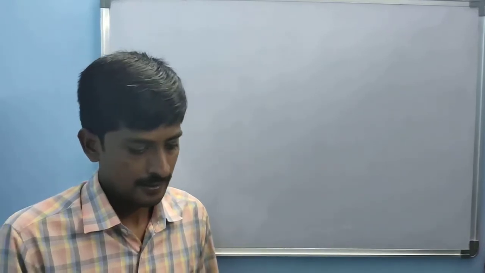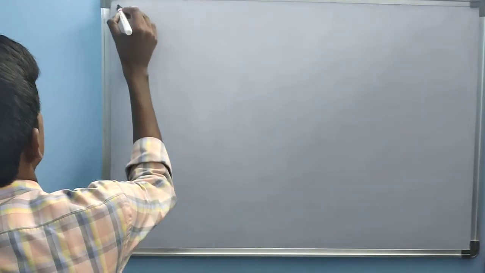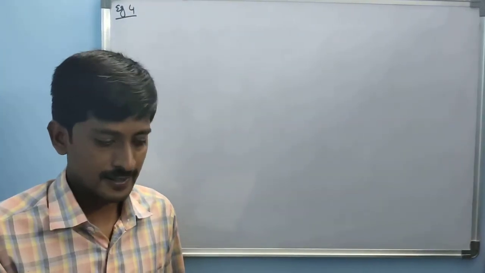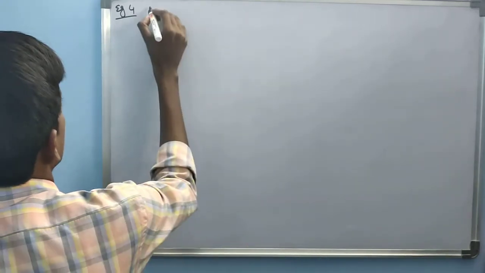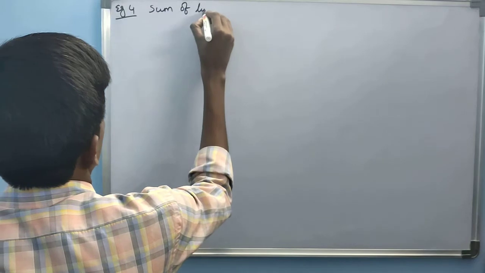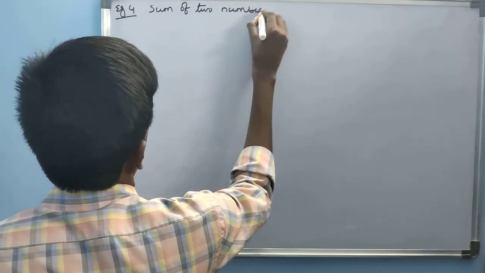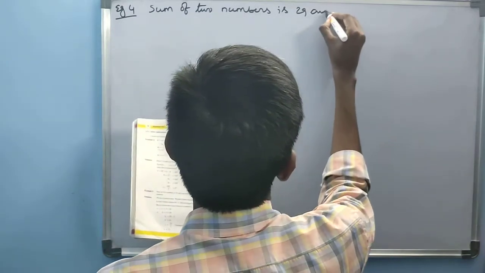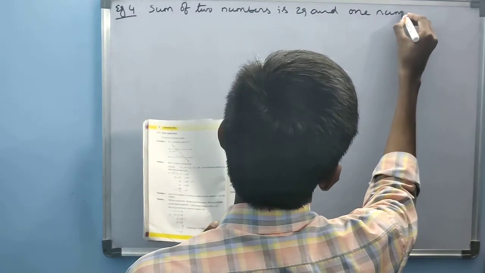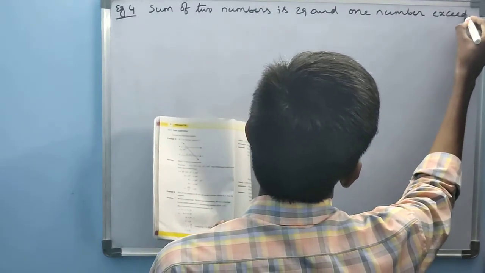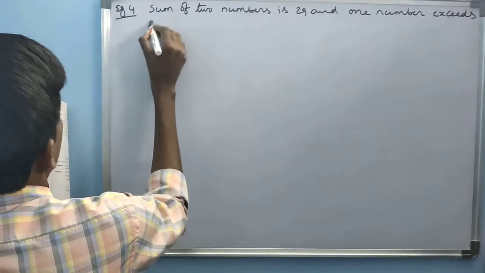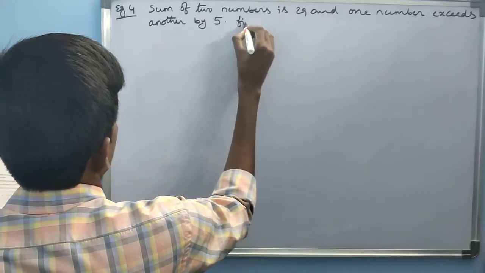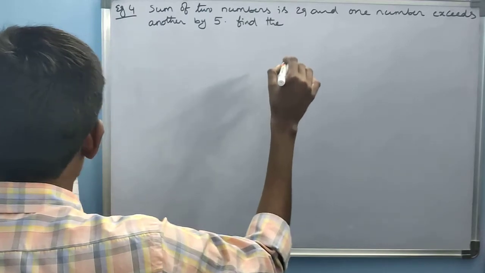Today I am going to explain example 4. Yesterday we completed example 3. What does the given example 4 mean? The sum of two numbers is 29, and one number exceeds another by 5. Find the numbers.